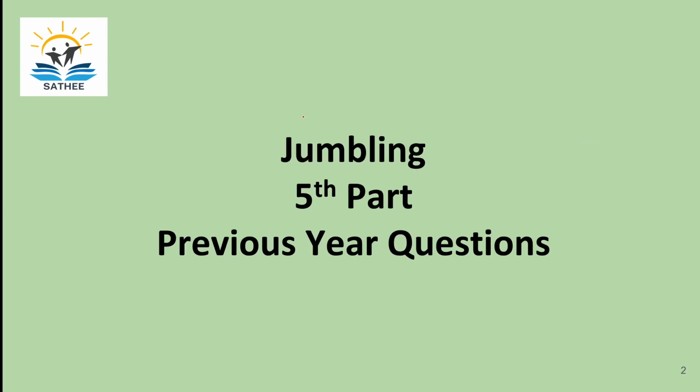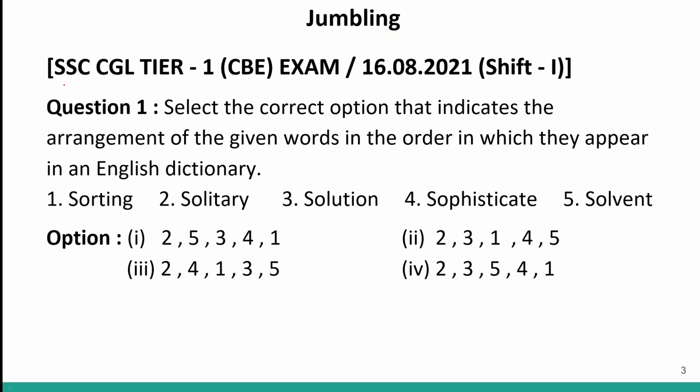In today's lecture, we will discuss some previous year questions that came in your SSE exams for Jumbling. Now, the exam name is given for your reference. You can check this out. Question number 1. We have to select the correct option that indicates the arrangement of the given words in order in which they appear in the English dictionary. English dictionary basically means alphabetical order, or you can also call it increasing order.